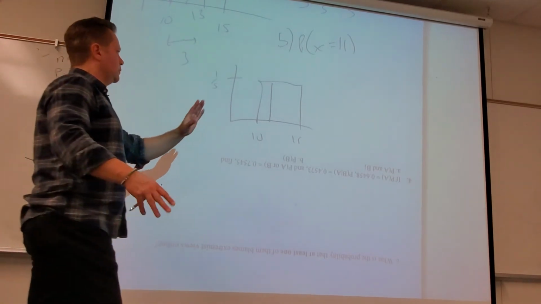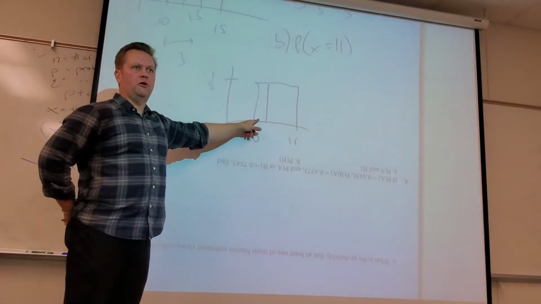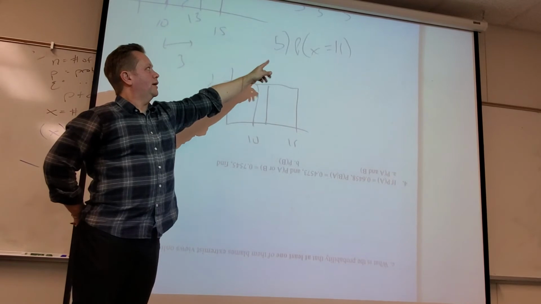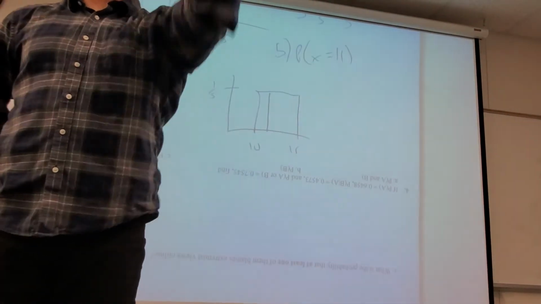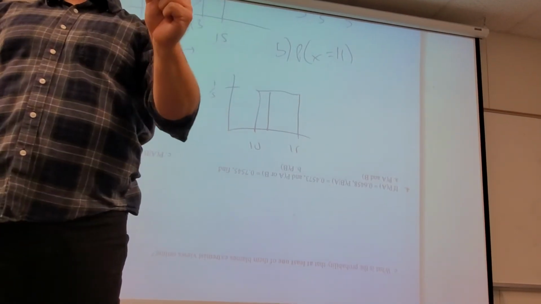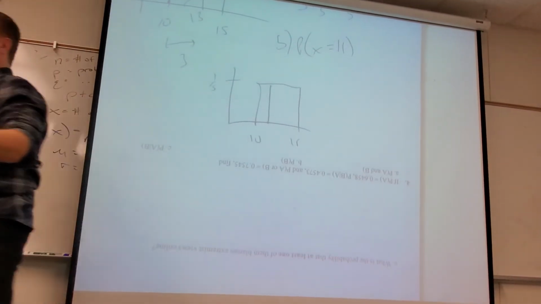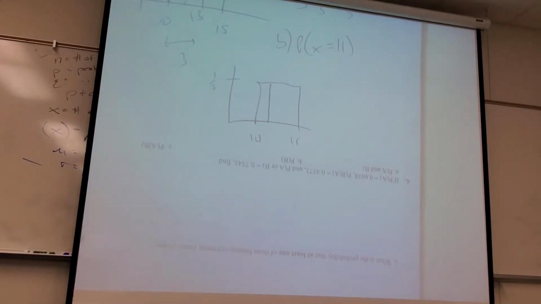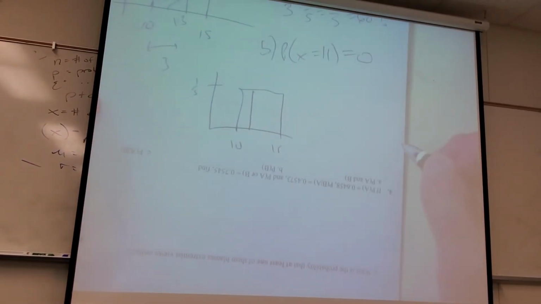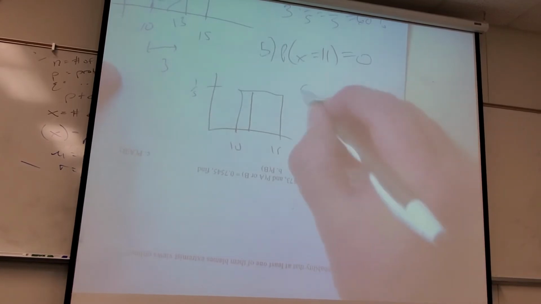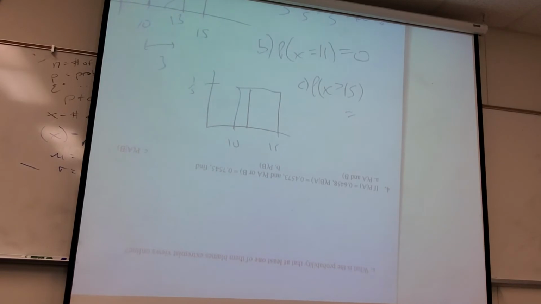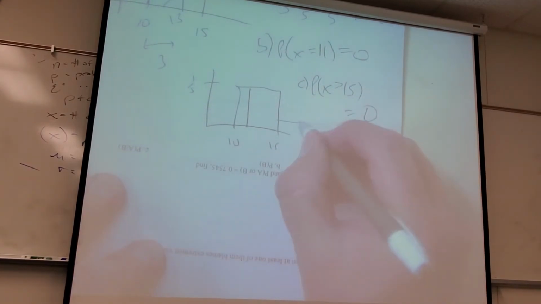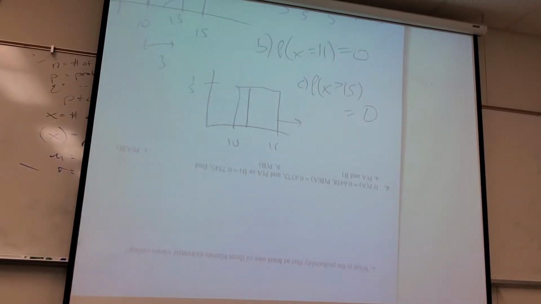But just remember this: when I ask you for a uniform probability, some x equaling something will be 0, because the answer is the area, and the area of a line is 0. And of course, I already asked one like this, but what's the probability x is greater than 15? 0, because outside of 15 ain't nothing. It all lives between 10 and 15.